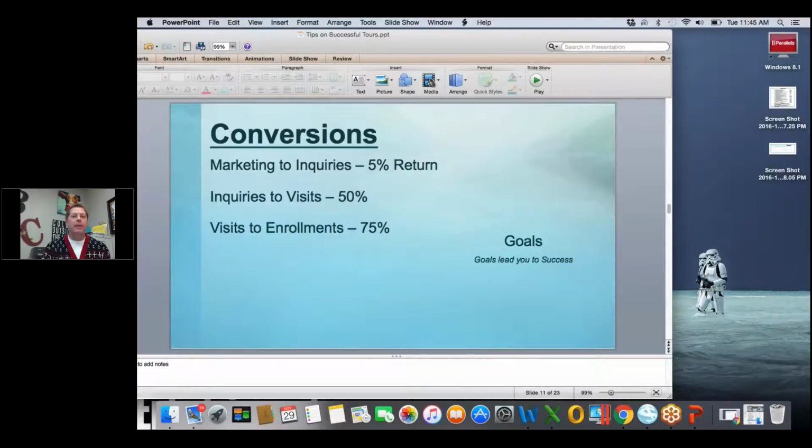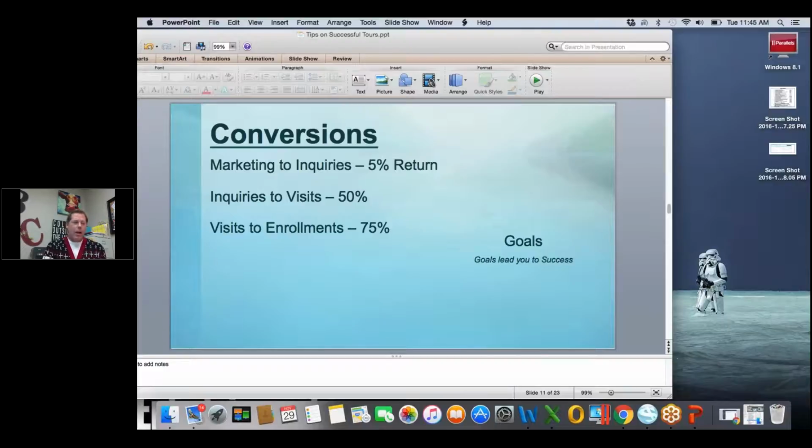If I'm spending $10,000 on direct mail pieces and I don't get one single phone call, I don't get one single tour, obviously I'm not going to do that again. Okay, or I need to do it in a different way. Why is it not getting the result?